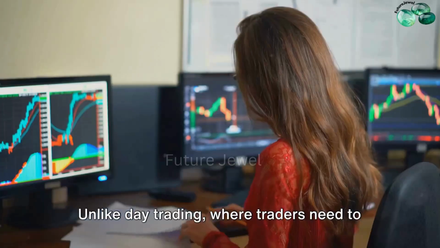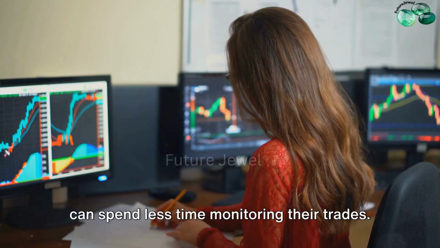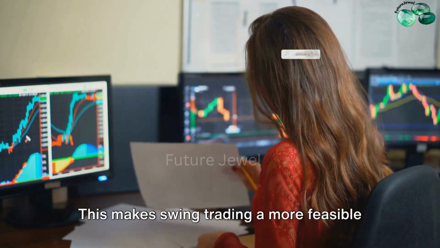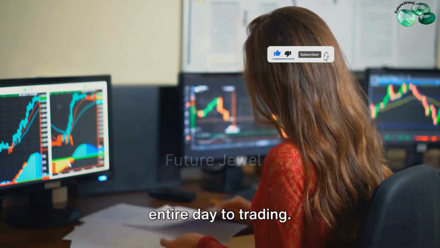One of the distinct advantages of swing trading is its flexibility. Unlike day trading, where traders need to be glued to their screens, swing traders can spend less time monitoring their trades. This makes swing trading a more feasible option for those who can't dedicate their entire day to trading.